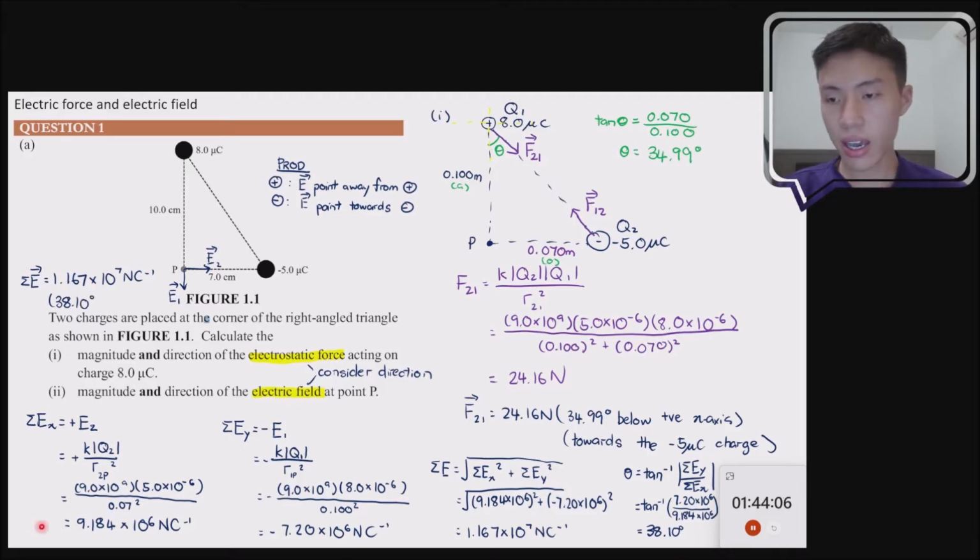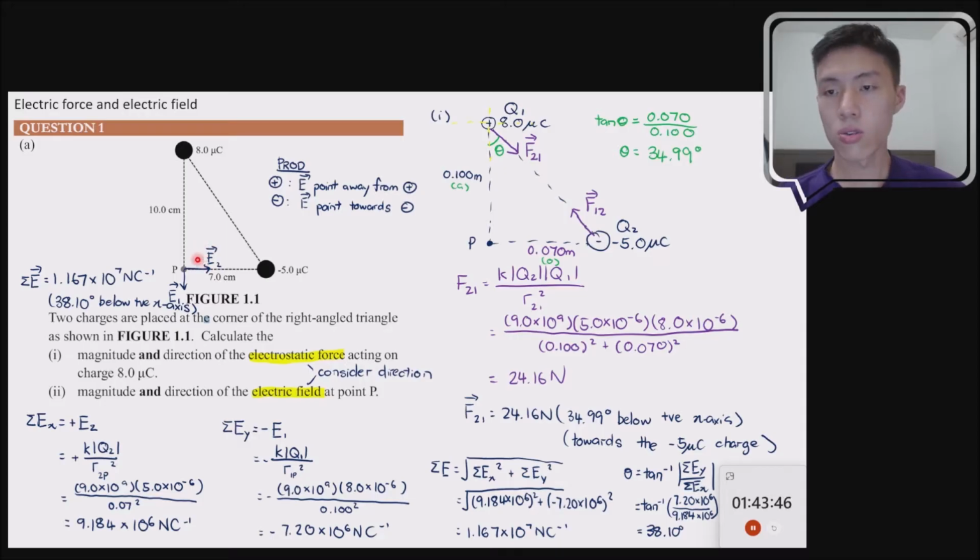You can see that EX is positive, so that means it's to the right. EY is negative, meaning it's downward. So if you combine right and downward, you should get the fourth quadrant. The fourth quadrant is below the positive x-axis.